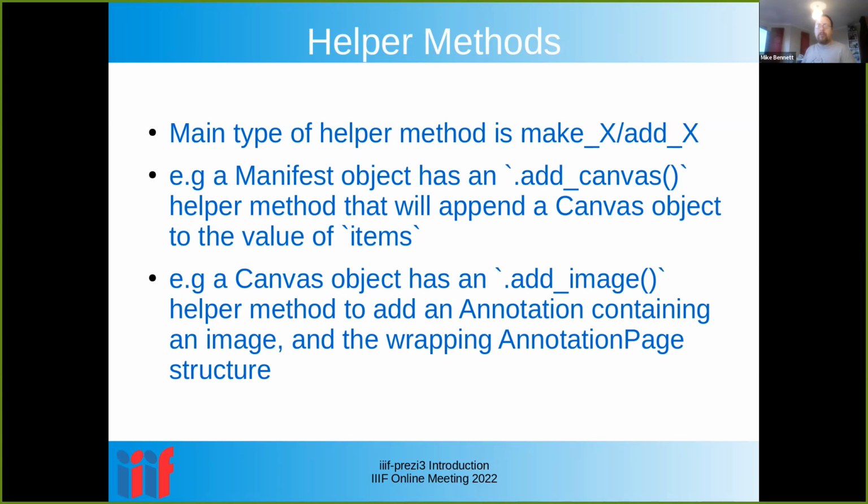These are the most prevalent type of helper. We have them on almost everything. So, manifests will have add canvas, they have add range, collections have add manifest, we have add annotation, add service, etc. So we try to model the entirety of the common use cases of the Presentation API with these helper methods.